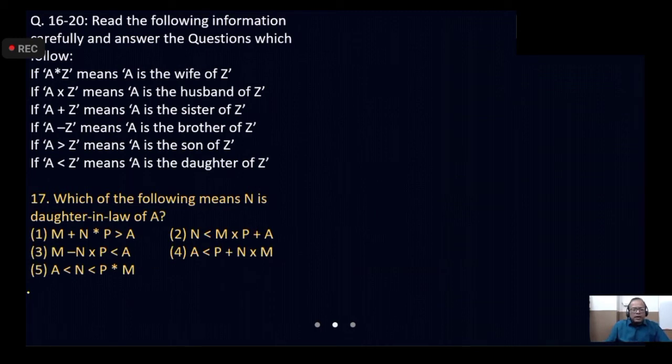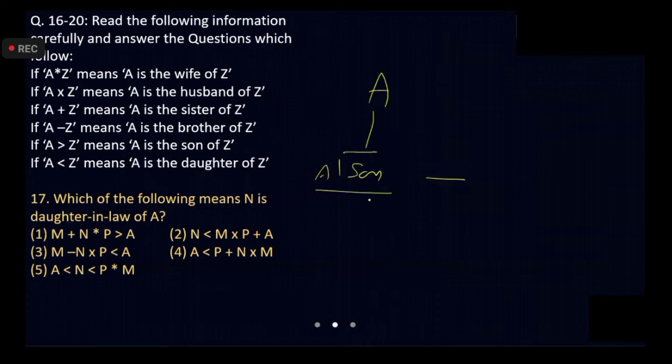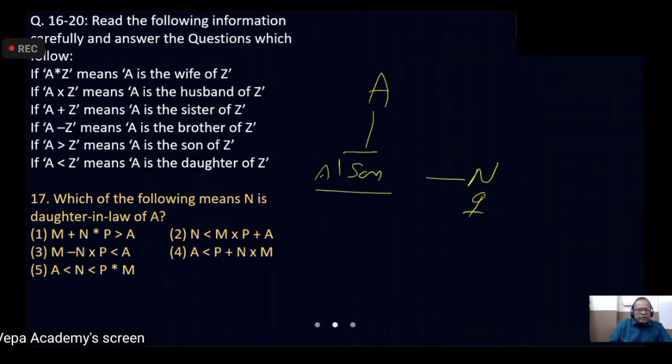Question number 17. Which of the following means N is daughter of A. So when you end up there, this should be the relation. You should have this in your mind. Slowly you can reduce the paperwork. So basically we want N must be female, yes or no? Fine. Now you check among the choices what is female.